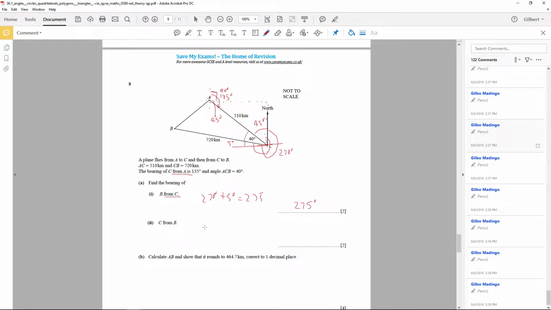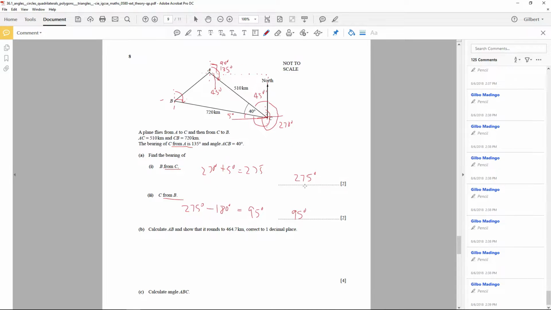Now to calculate C from B, it is actually just from B, right? It is drawing that imaginary cross here. We know that we are looking for this angle, but since it is B from C at the top and then C from B at the bottom, we can straight away use the value of B from C, 275, minus 180 degrees. You would have gotten the answer straight away, which is 275 minus 180 is 95 degrees.